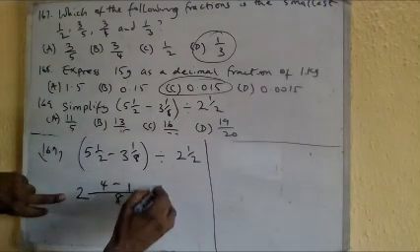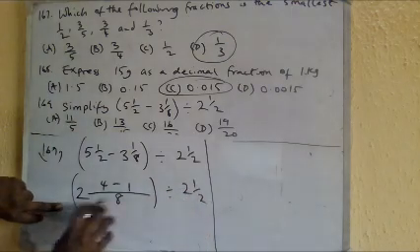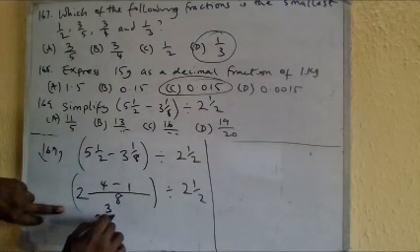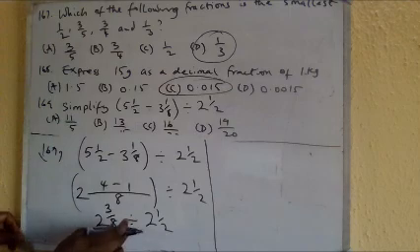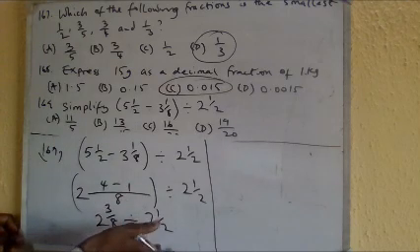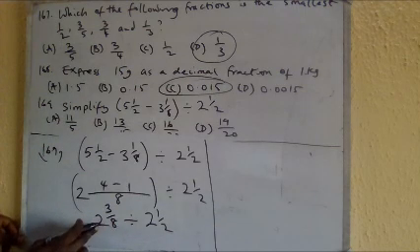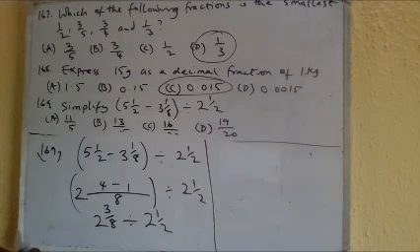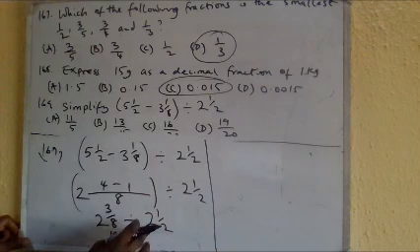Still, I'm dividing by 2 1 over 2. So I have 2 outside here. 4 minus 1 is 3 over 8 divided by this one, 2 1 over 2. Now, if I change this division into multiplication, first of all, let me find a proper fraction. So this one is 2 times 8 is 16. 16 plus 3 is 19 over 8 divided by 2 times 2 is 4 plus 1, 5 over 2.